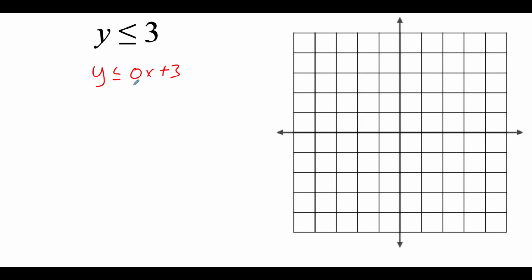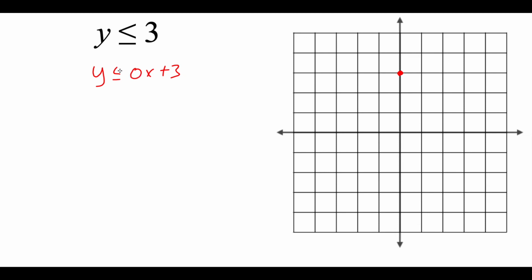And when your slope is 0, that means that you've always got a flat horizontal line through whatever your y-intercept is. So in this case, because we've got that plus 3 on the end, that's our y-intercept. So we've got a y-intercept at 3, and because the slope is 0, that's going to be a flat horizontal line.